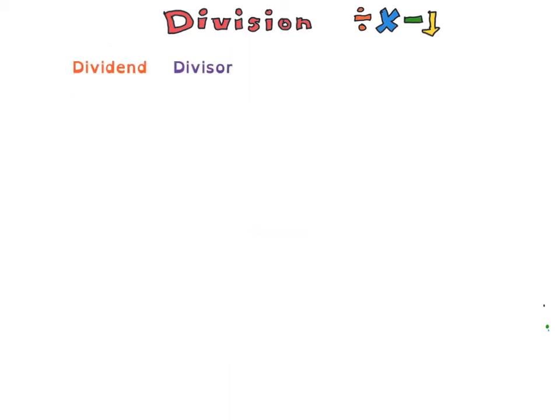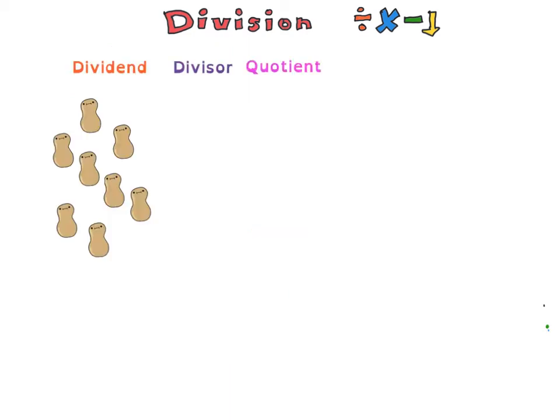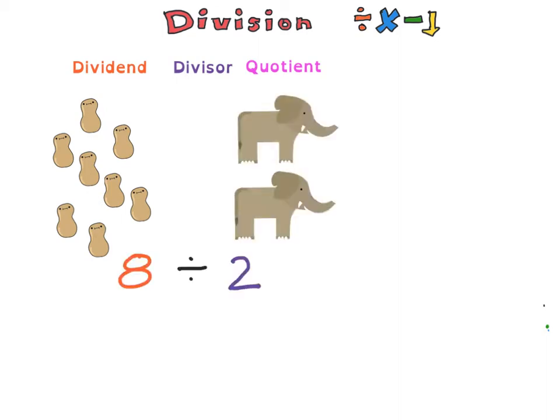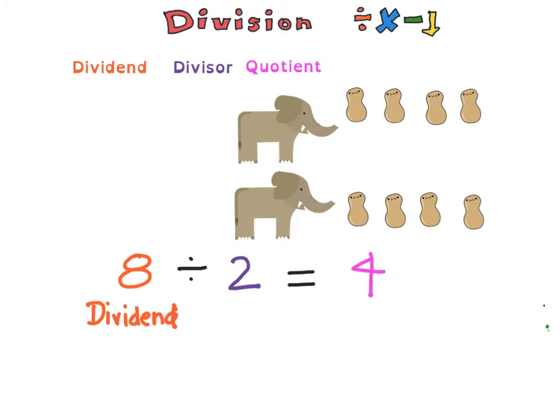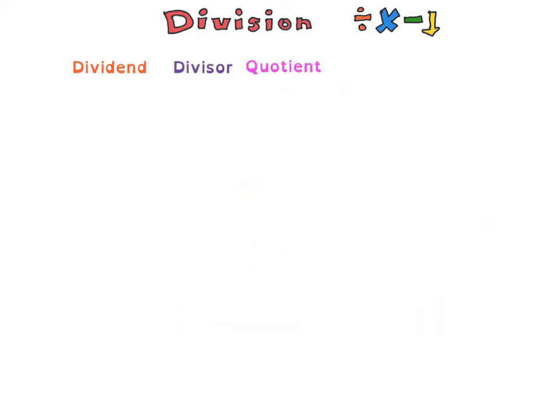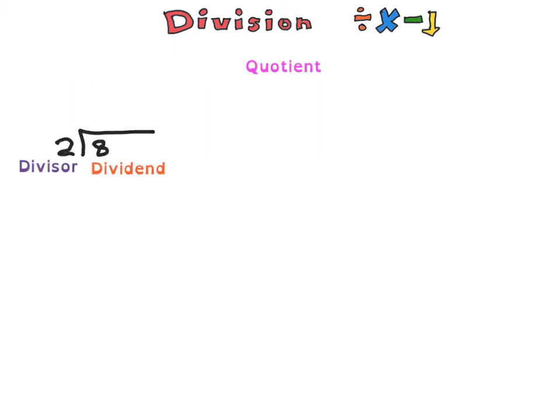A couple vocabulary terms you need to know are dividend, the amount being divided into; divisor, the amount doing the dividing, and you could look at the divisor as the parts or the groups; and the quotient, or the answer. And you might look at the quotient as how much is in each group. 8 peanuts between 2 elephants is 4 peanuts per elephant. Dividend, divisor, quotient.